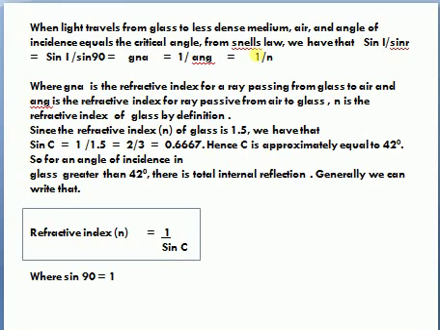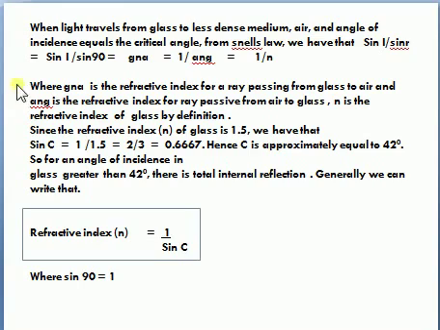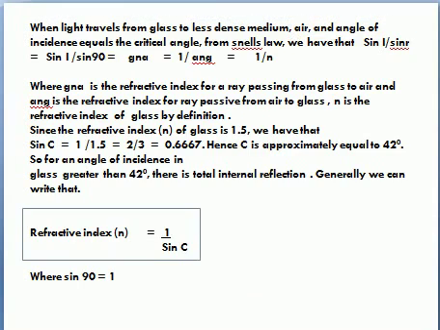And this 1 over n will be equal to what? Sorry, it will be equal to sine C, because remember here that our angle of incidence, which is sine i, is now our critical angle, whereas our sine r is what? Sine 90 degrees, and sine 90 is equal to 1.